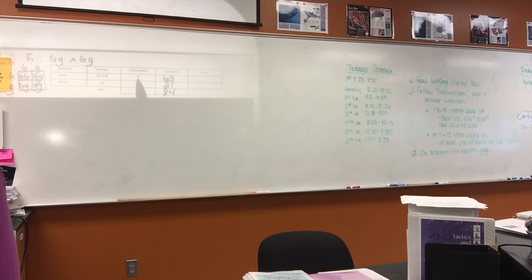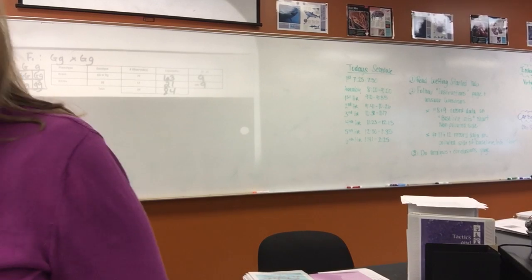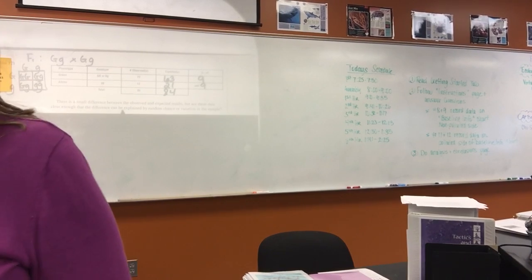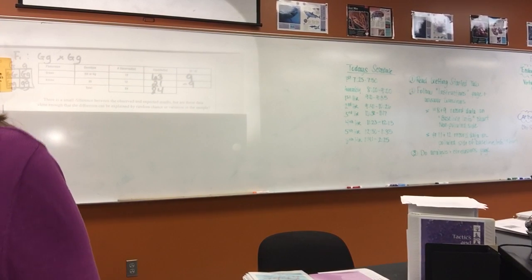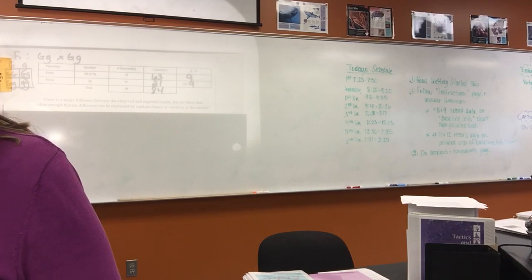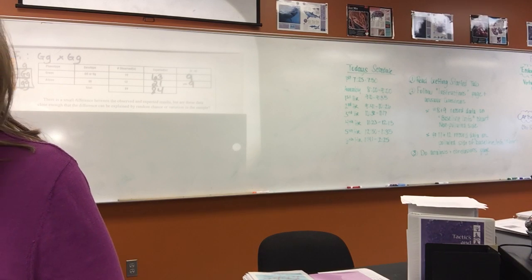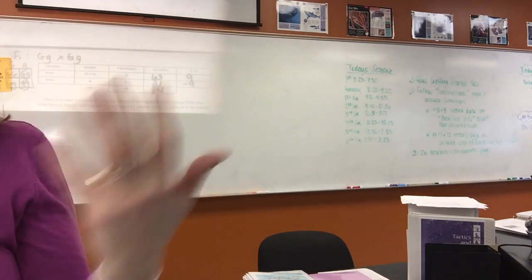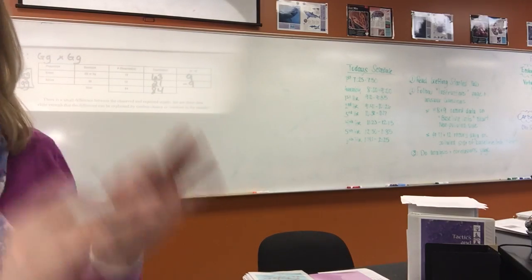Since your observed is higher than your expected, when you subtract these, you get a positive number. So this is going to be 9. And then in the albino case, the expected is higher than our observed. So when we have observed minus expected, we get a -9. And that's how much they deviated from the expected. As it says underneath here, there is a small difference between the observed and expected, but the question is: are these data close enough that the difference can be explained by random chance or variation in the sample, or is there something bigger at play that is influencing our results? So that's what the chi-square test is going to tell us.